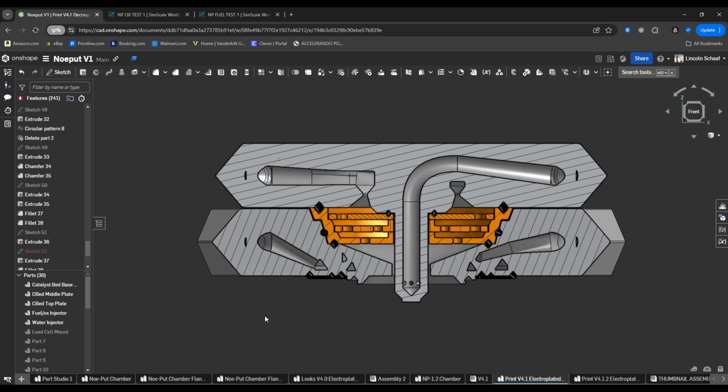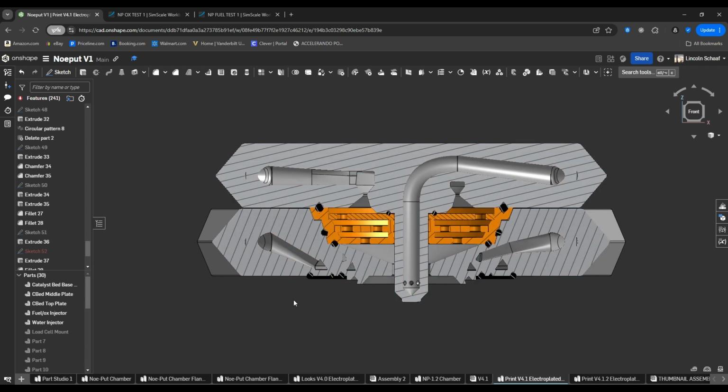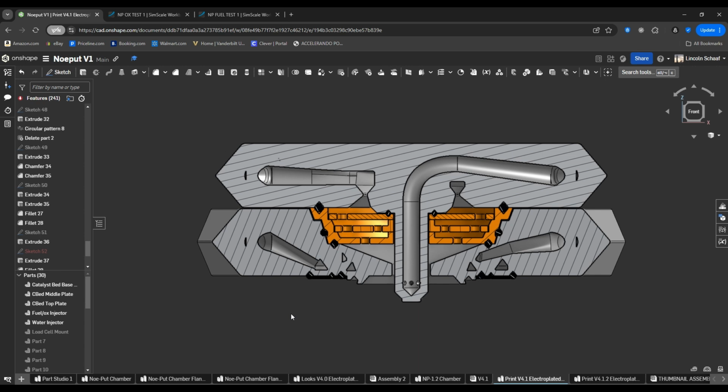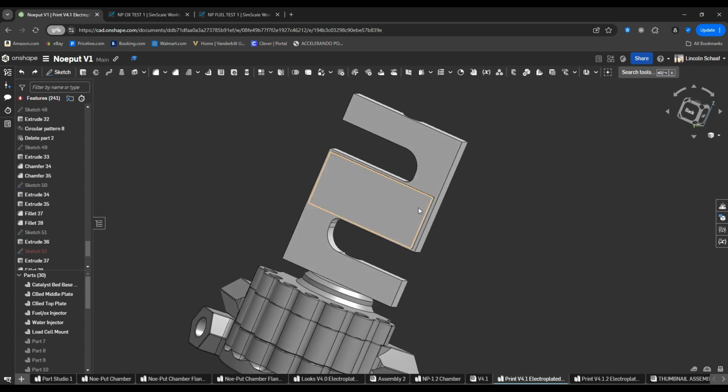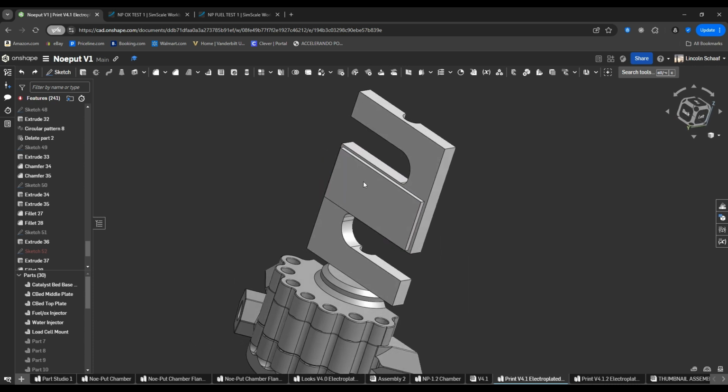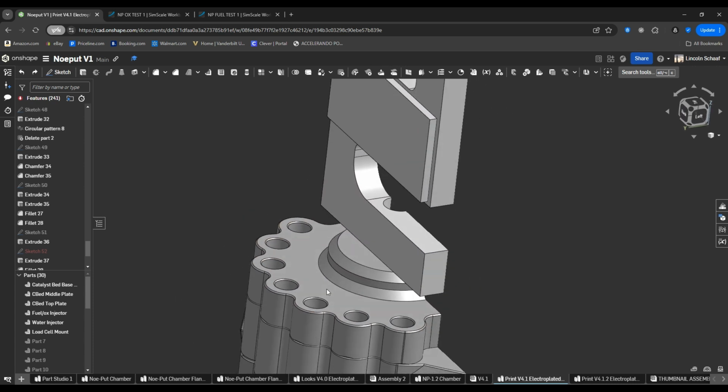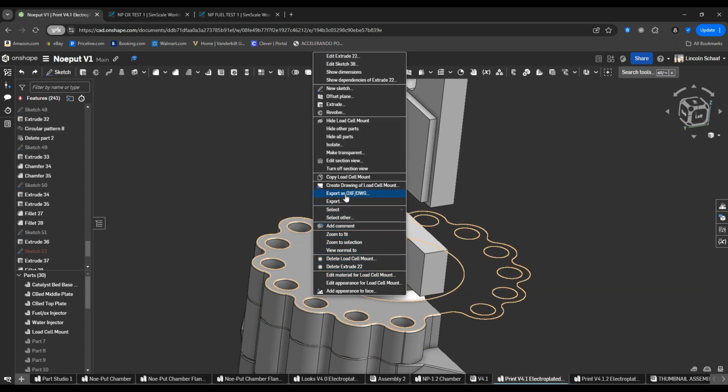So now that we've gone over the propellant system and the coolant system, we're going to go over the structural system. So this injector also serves as the mounting point to the load cell, and then from the load cell to the test stand as a whole. So right here we have the load cell on top, which is an S-beam load cell, and the load cell mounting plate.